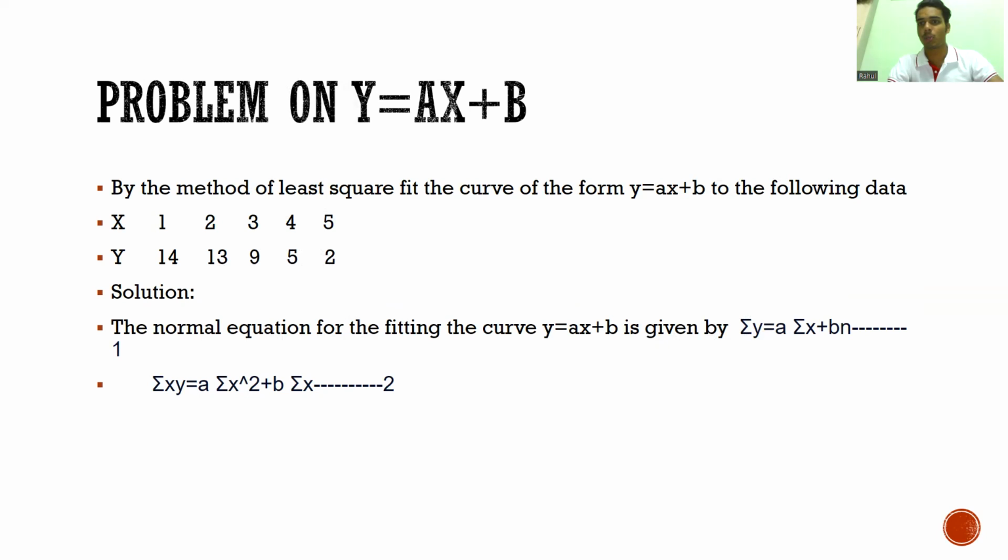Now let's look into a basic problem on y = ax + b. By the method of least squares, we can fit the curve into the form y = ax + b. The x values and the y values have been given below. To solve, the first step is to take the normal equations. The first is given by summation y = a summation x + b n. The next is summation xy = a summation x² + b summation x. So these are the two equations, 1 and 2.